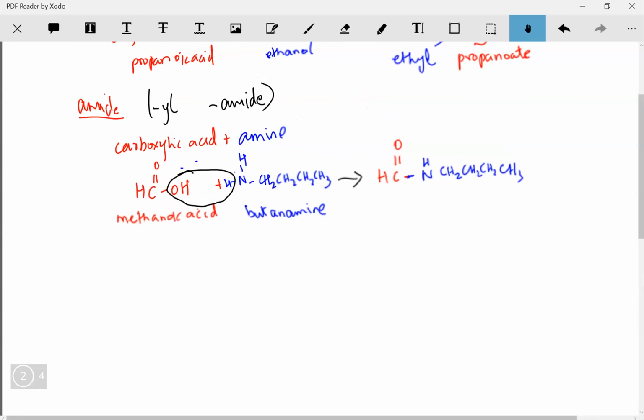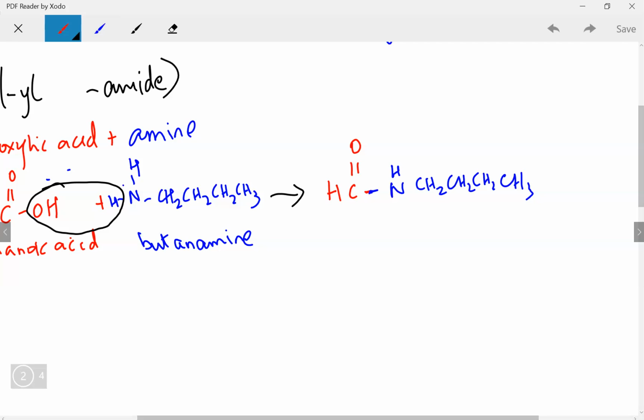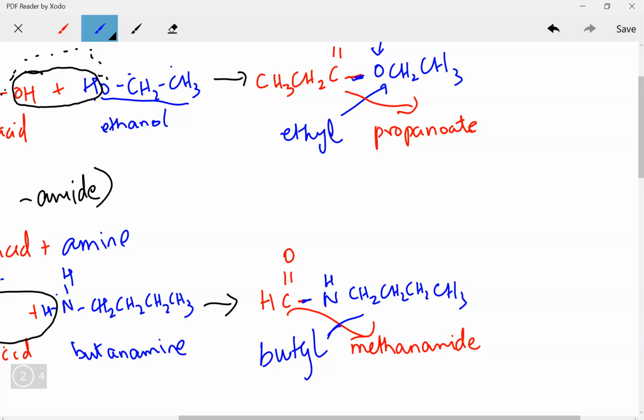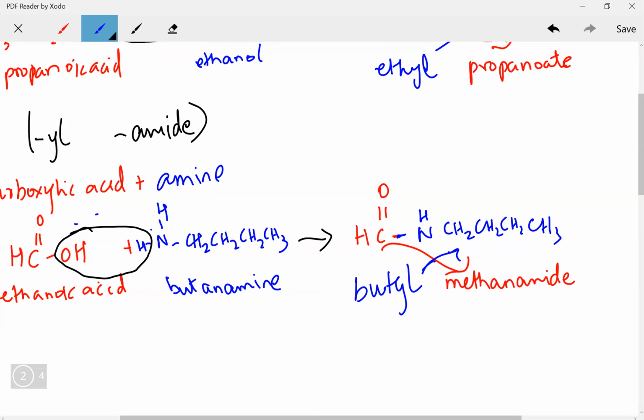So we'll go back to where we were. While naming this compound, you again start with the acid part, so that's methanamide, and then you have a butyl for the amine part. So it's butyl methanamide that would be the name of this compound. The methanamide coming from the acid part and the butyl coming from the amine part. Very similar to what we did with the esters. It's just instead of the OH, there's an NH2. Instead of an alcohol, there's an amine.